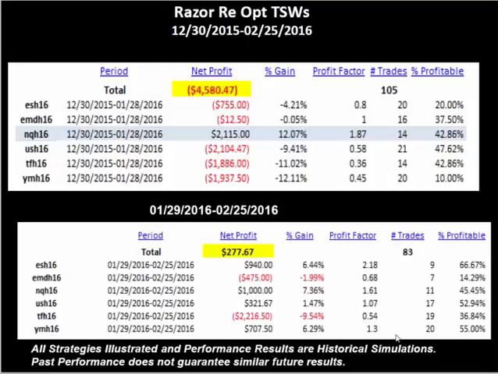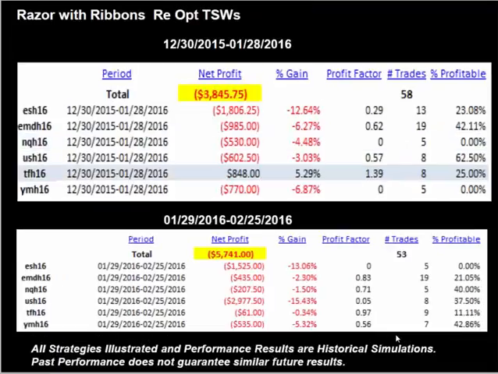Razor and Razor with Ribbons haven't done well so far this year. I'm going to show you why here in a minute, but here's the Razor re-ops. Basically, January there's on top, lost $4,500. In February so far, it's made $277. So really there's nothing there in Razor. Razor with Ribbons is worse because it's looking for big trades, a smaller number of trades, and when it loses, it loses. In January it lost 38.45, and in February it lost 57.41. So trend following, trend reacting systems, at least mine, didn't work very well in January and February.